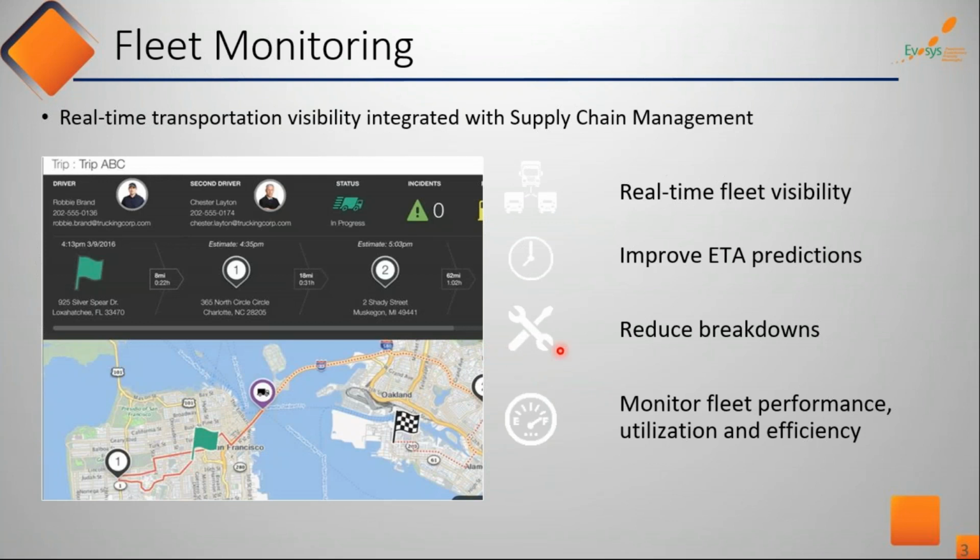Fleet monitoring will help you have real-time transportation visibility with your supply chain management. Your planning of routes is within your OTM cloud, or an OTM model, where your trips are planned and your drivers are assigned to their trips, so you can track in real time where your fleets are moving. With an ETA prediction based on an optimized route selection, it will reduce your breakdowns.